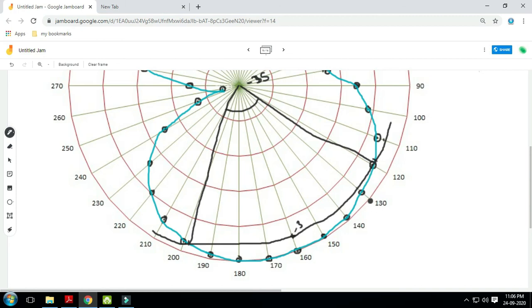How many degrees is there? Say 10, 20, 30, 40, 50, 60, 70 and 78, say 78 degree. You can also measure it with a protractor, or you can calculate it from the division, the polar division. Now this 78 is your 3 dB beam width.